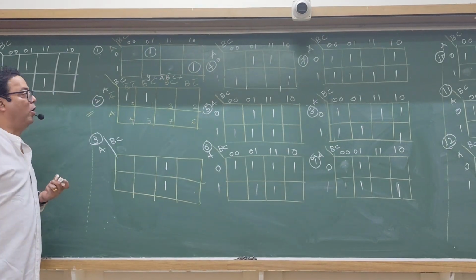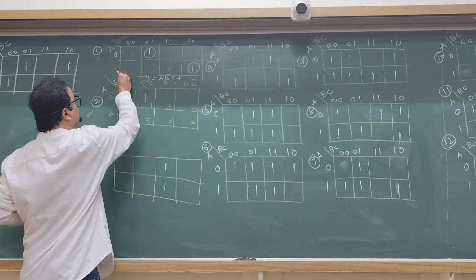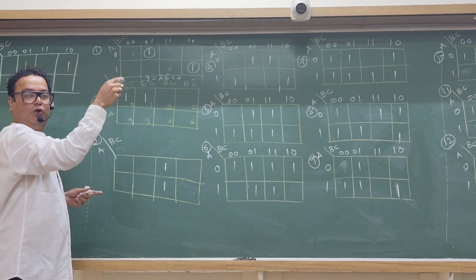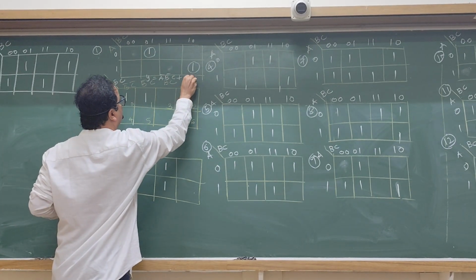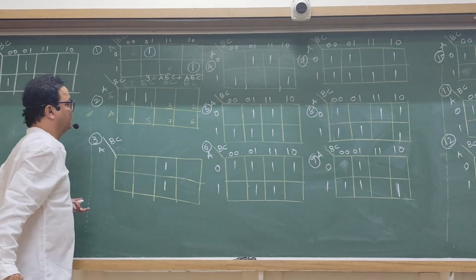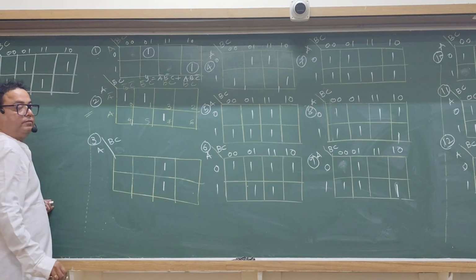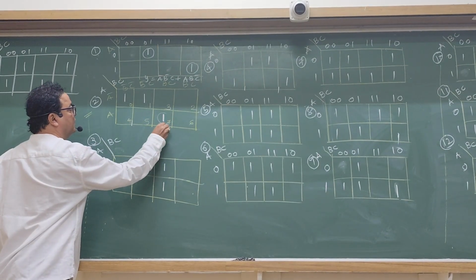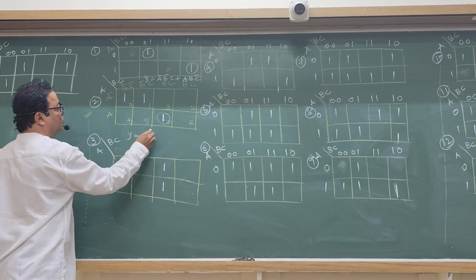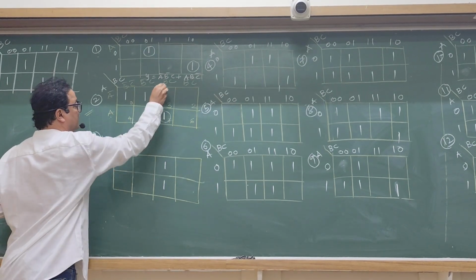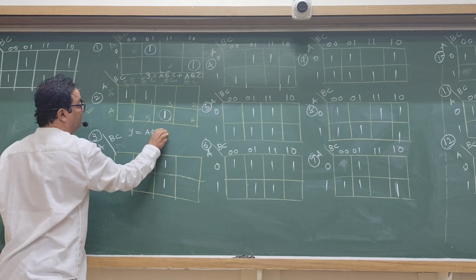Plus, it is a sum of products form. This is the one. So what's the answer? A, B, C bar. There is one, no bar, zero means bar. So that's going to be A, B, C bar. Done. Next, suppose I have this example. So I have this one which has no neighbor. So this is going to be A, B, C.